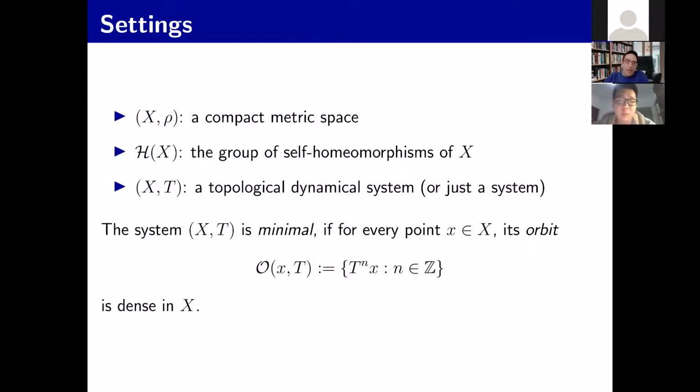We use X, rho to denote a compact metric space, and H(X) the group of self-homeomorphisms of the space, which is endowed with the topology of uniform convergence. With this topology, H(X) is a Polish topological group. For a homeomorphism T of the space, we call the pair (X, T) a topological dynamical system, or just a system. A system is called minimal if every point has a dense orbit.